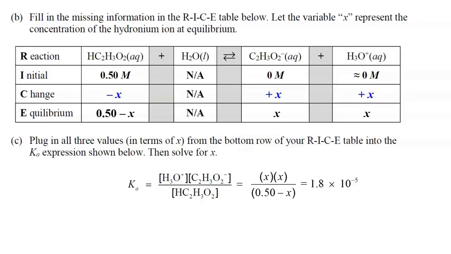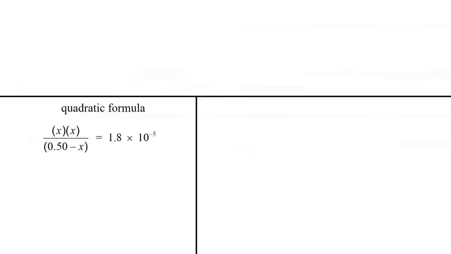So now what I'm going to do on this next slide is show you two different ways to solve for X. The first way involves using the quadratic formula. Our expression looks like the following. We have X times X on the top, and on the bottom we have 0.50 minus X, and that's our Ka expression, so we set that equal to the value of Ka that we were given in this problem, which is 1.8 times 10 to the negative 5.